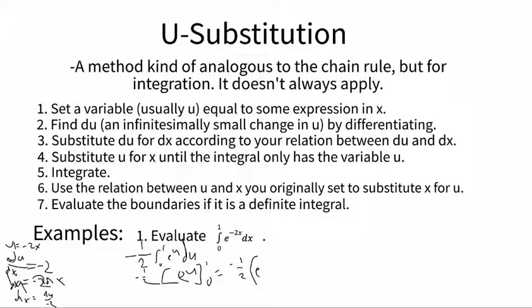Okay, I almost made the most common mistake here. Sorry. Don't do this. Before we apply the boundary conditions, we have to do step 6. Now we have to substitute x for u using the original relation, u equals negative 2x. So this is just e to the negative 2x, because u is the same thing as negative 2x.